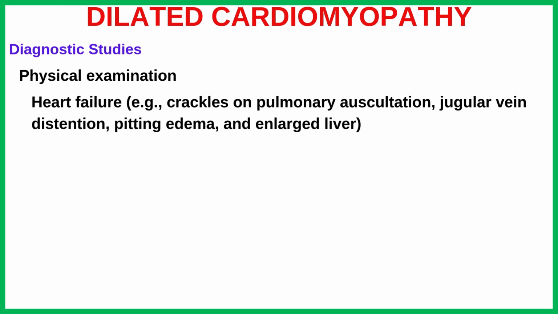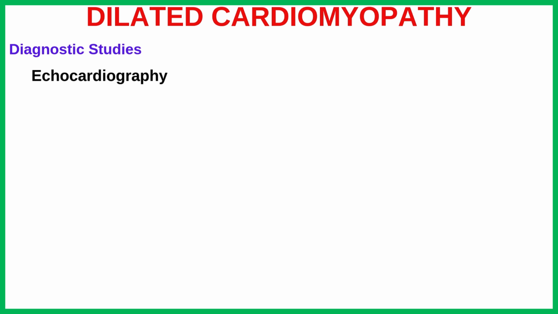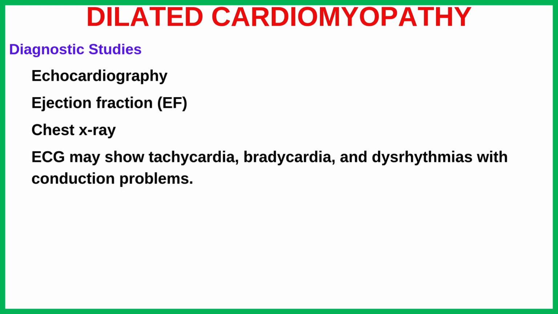Diagnosis of dilated cardiomyopathy is based on the patient's history and exclusion of other causes of heart failure. Echocardiography is usually the basis for diagnosing dilated cardiomyopathy. Ejection fraction may be less than 20%, which has a 50% mortality rate within 1 year. The chest X-ray may show cardiomegaly with the signs of pulmonary venous hypertension and pleural effusion. The ECG may show tachycardia, bradycardia, and dysarrhythmias with conduction problems.